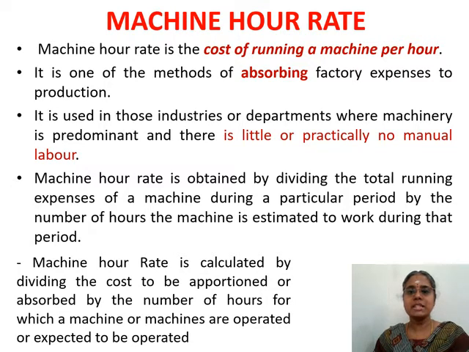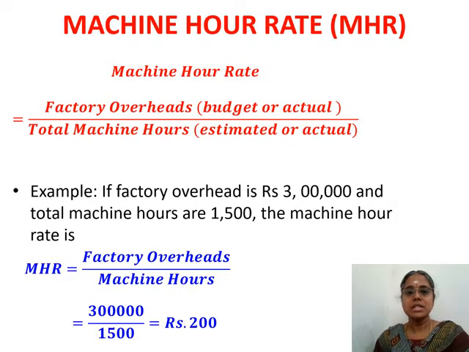So you will understand by calculating machine hour rate, a better knowledge of what is machine hour rate. This is the short form of machine hour rate. MHR is used to denote machine hour rate. Machine hour rate is equal to factory overheads. All the factory overheads may be budgeted. If you know the actuals, then you can use that for budget also. So divided by the total machine hours.